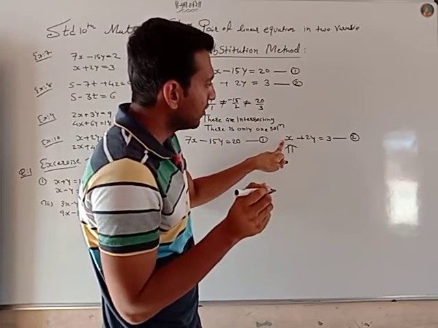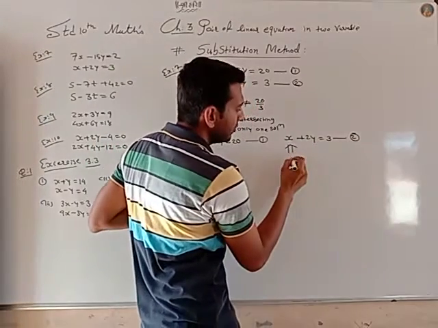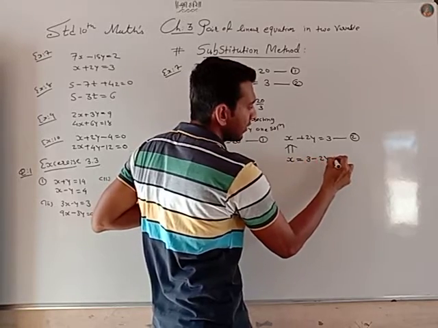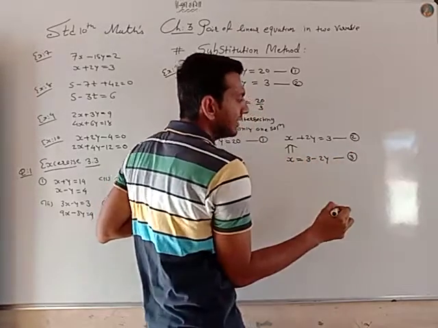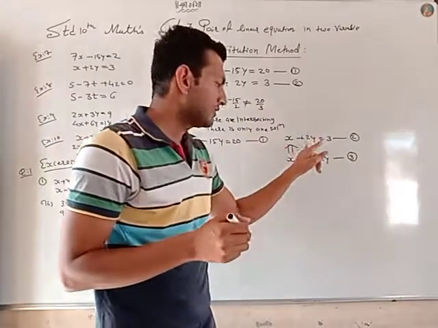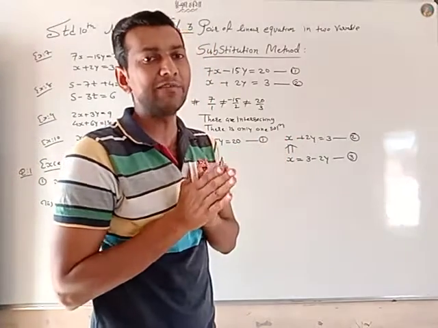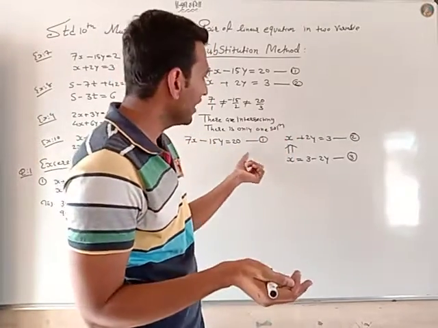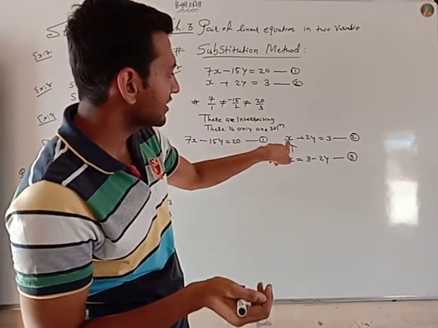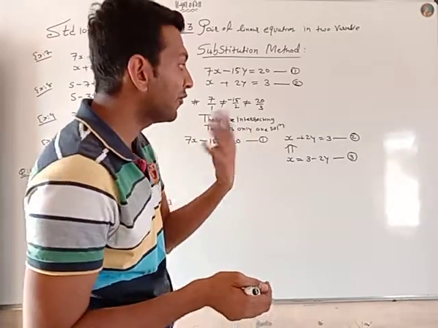So what is the value of x? This 2y goes to the right side and becomes negative. So x is equal to 3 minus 2y. This is called equation number 3. Always, when you have two equations, find out the value of any variable, and you have four options: x, y in the first equation, x and y in the second equation. So you can find four different values.